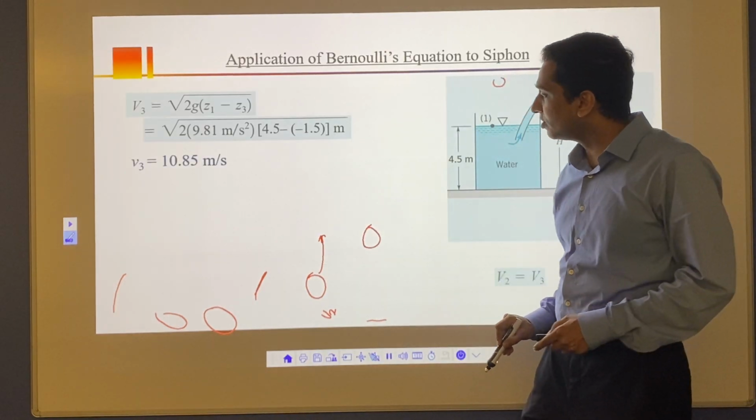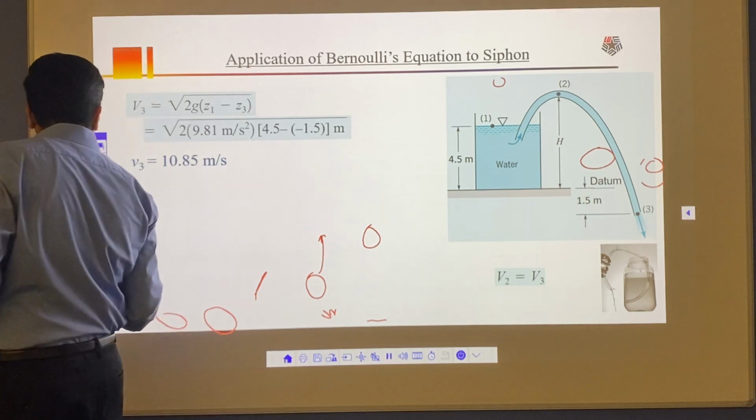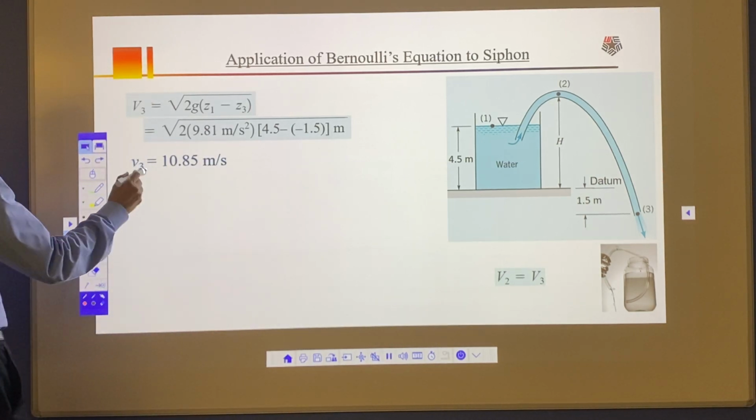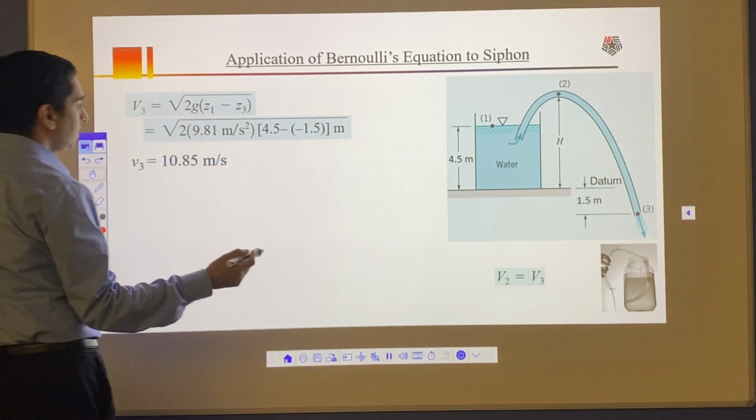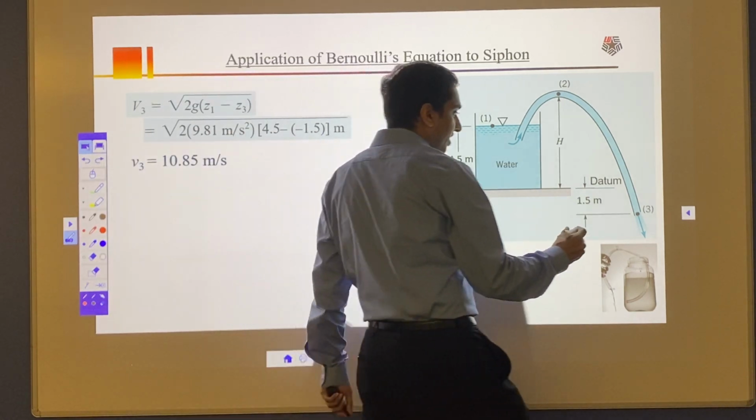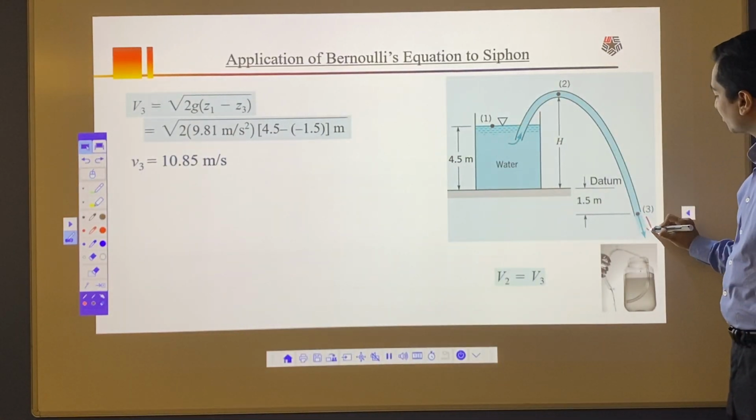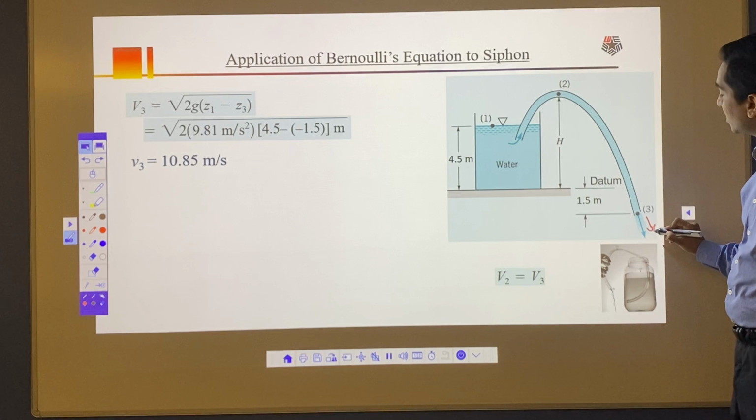So if you do your calculations, what you're going to get is V3 or V2 is going to be 10.85 meters per second. It means the water coming out from this side is at 10.85 meters per second.